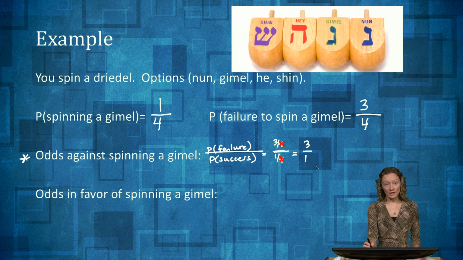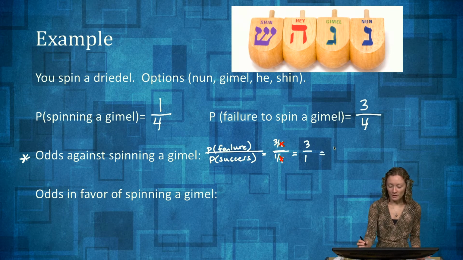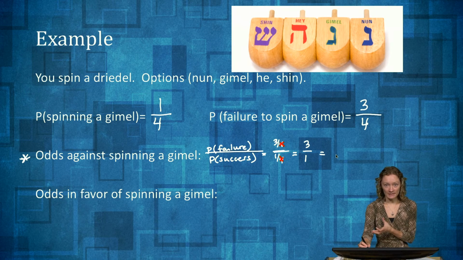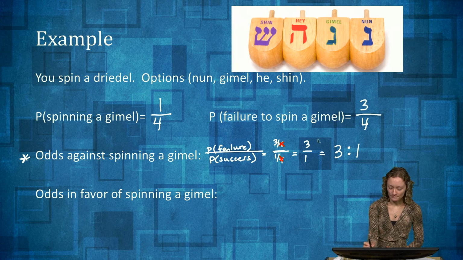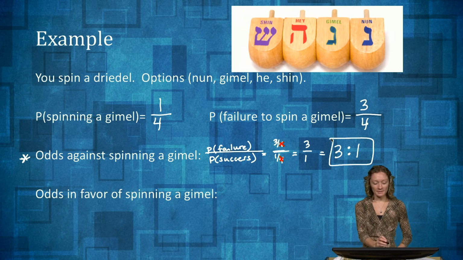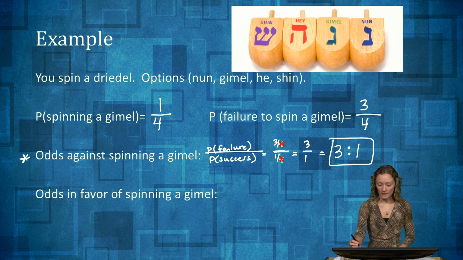Now, if these numerators could simplify more, then you should do that. This could simplify to the whole number 3, but we know that what we're looking for ultimately as an answer is number colon number. So it's nicer to have a fraction still, because this is not any fraction that has any real meaning for us. It's just a means of getting to 3 to 1. Our failure number first, success number second. So the odds against spinning a gimel are 3 to 1.